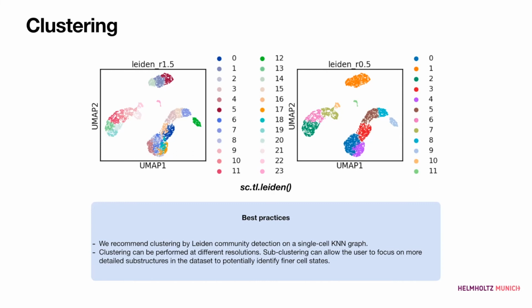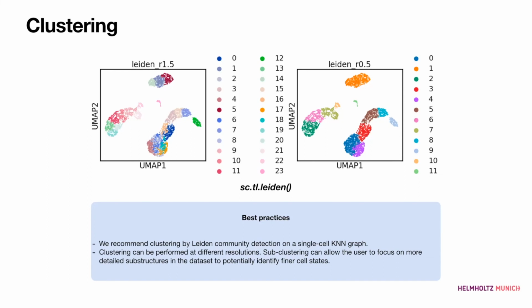We would recommend using the Leiden community detection method. This essentially detects communities in the KNN graph. And the KNN graph is usually computed based on the highly variable genes, and usually using a PCA of the highly variable genes to deal a bit with the problem of the curse of dimensionality that I mentioned before.